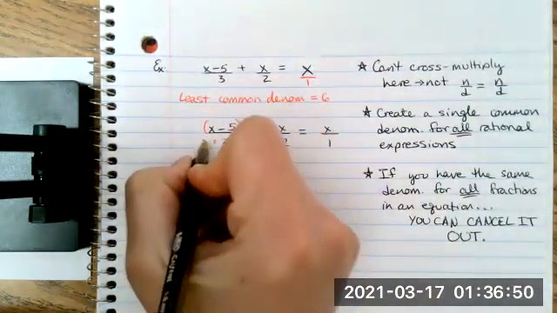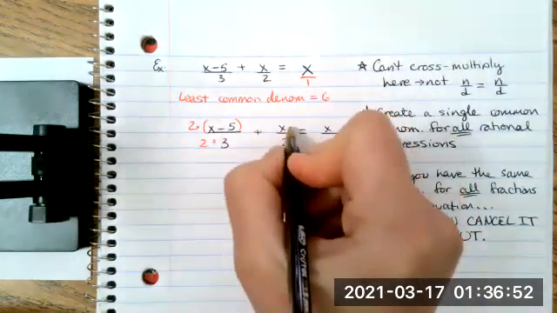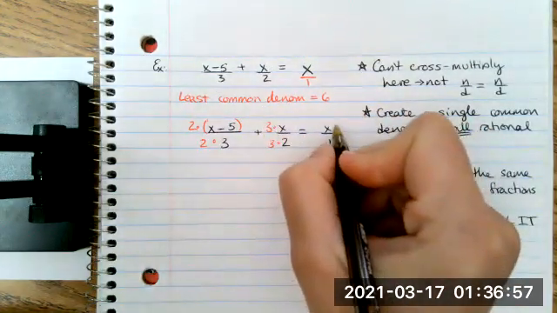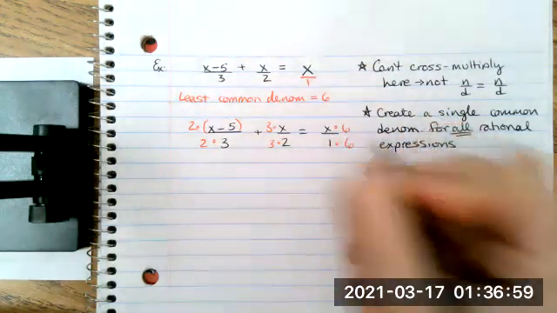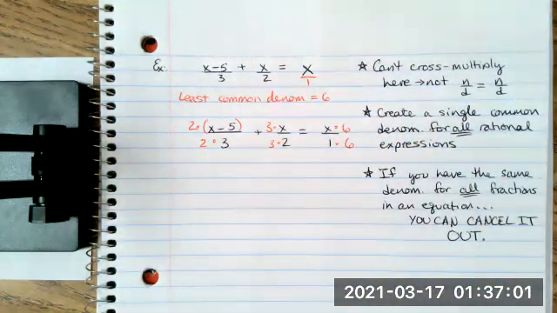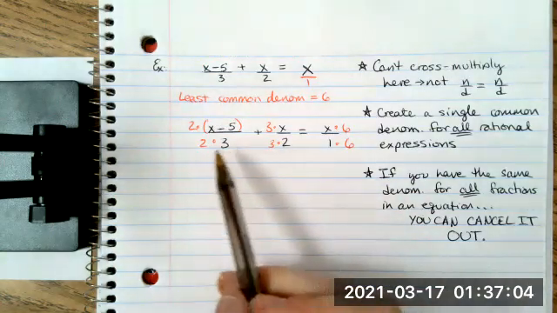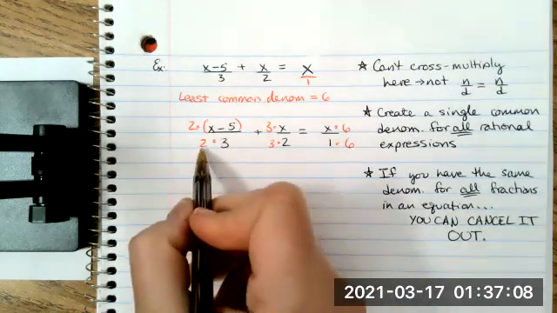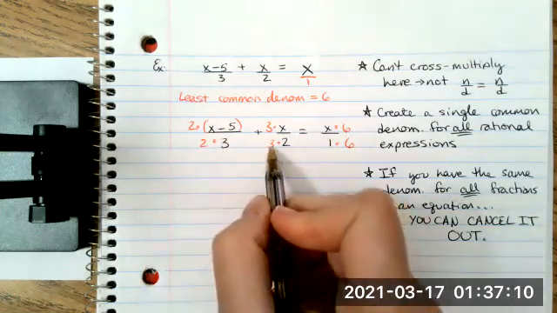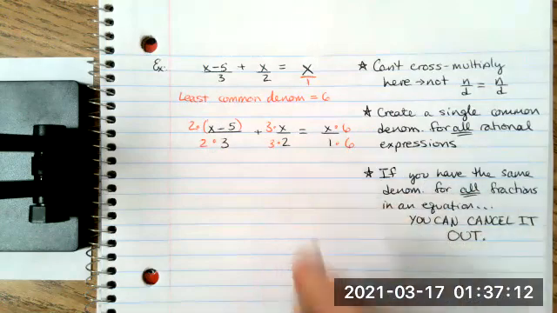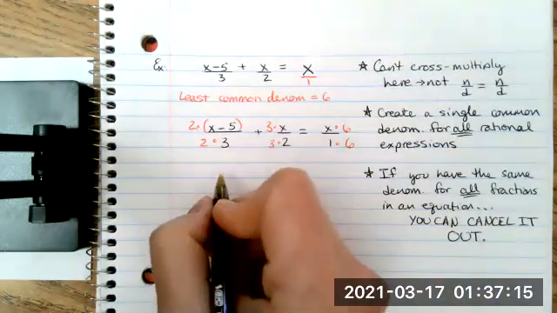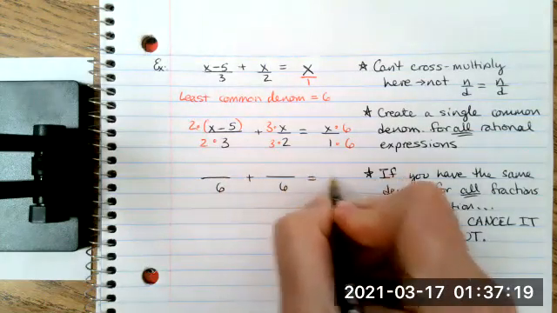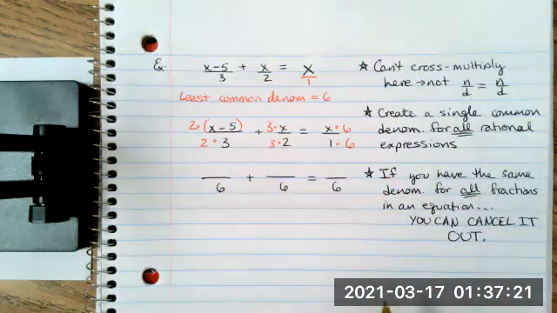Well, 3 needs a 2. 2 needs a 3. And 1, oh, well, poor 1 needs the whole shebang, needs the whole 6. Because I've now said the least common denominator was 6: 2 times 3 is 6, 3 times 2 is 6, 1 times 6 is 6. Well, hey, look at this. I now have the same denominator in each of my fractions.